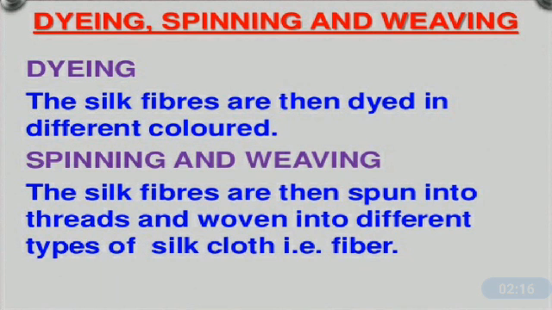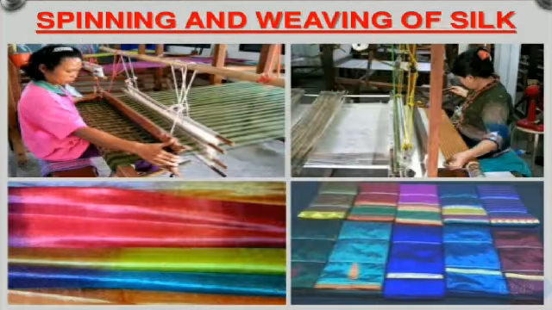Then comes dyeing, spinning and weaving. Dyeing, as the name suggests, means the silk fibers are dyed in different colors. This is known as dyeing of silk. Spinning and weaving: the silk fibers are then spun into threads and woven into different types of silk cloth, that is fabric. So this is known as spinning and weaving, and it is done with the help of machines. In this pictorial representation, you can see weaving and spinning of silk.